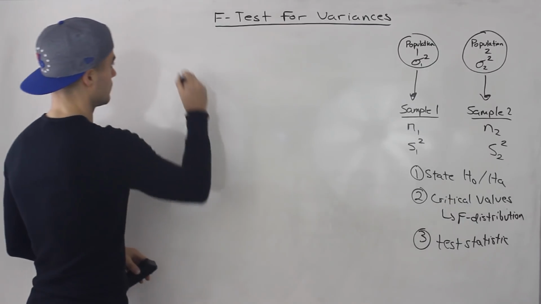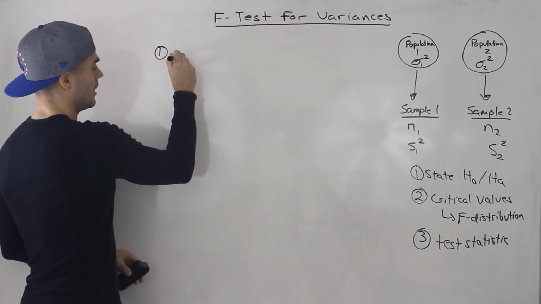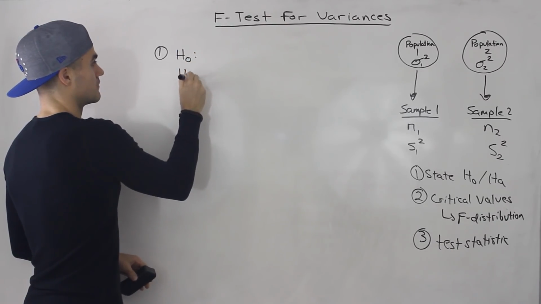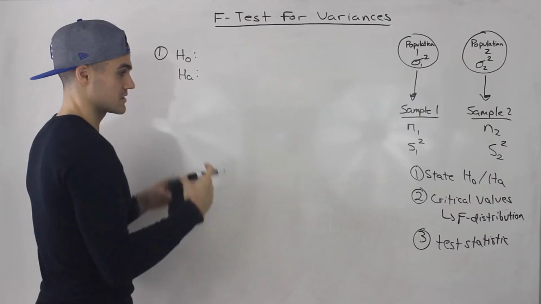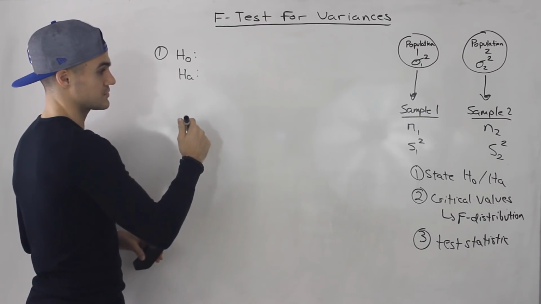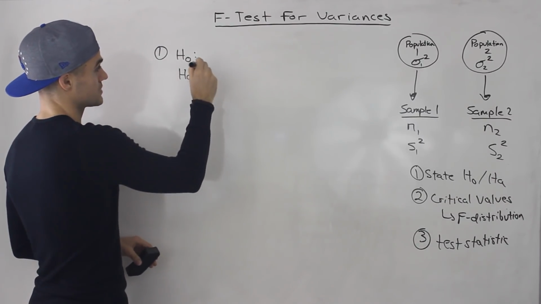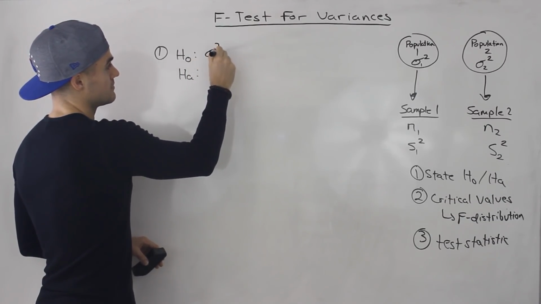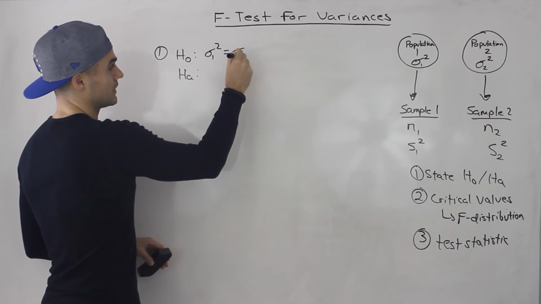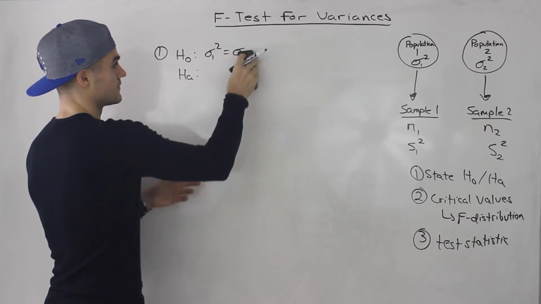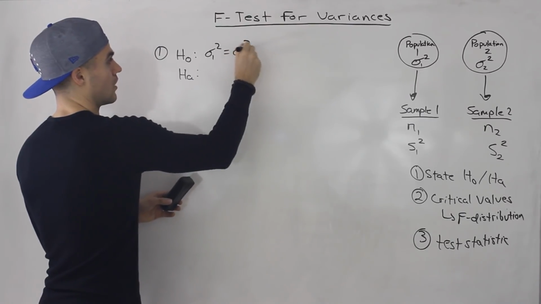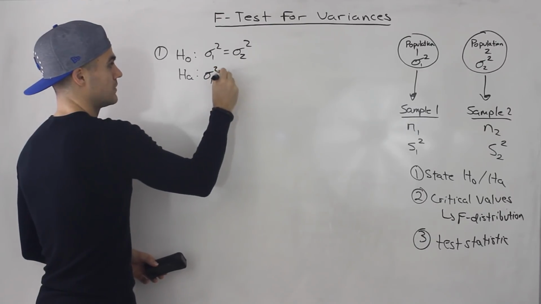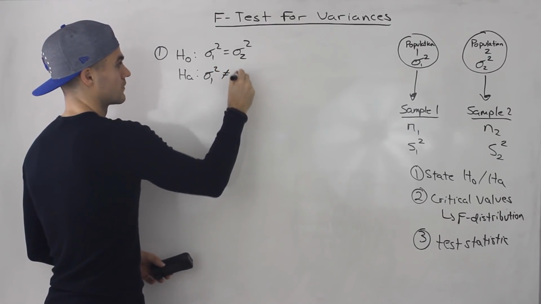So let's start off with an example of a two-tailed test. I feel like that example is going to encompass the most, and then you could just apply all of that to a one-tailed test if you ever run into it. So the null is going to be that the population variances are assumed to be equal. And so the alternative would be that they are not equal.